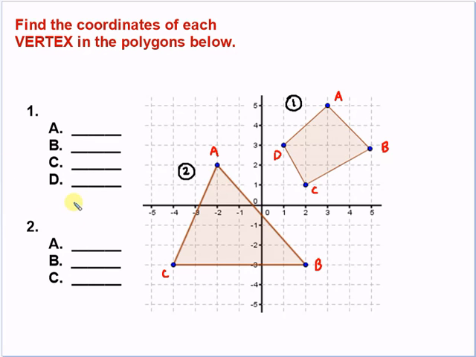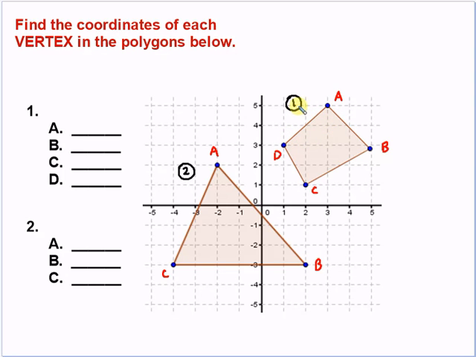First, we might want to talk about what a vertex is. A vertex is a point. Just a point. There's a vertex, there's a vertex, there's a vertex, there's a vertex. It's where two or more lines come together. That's called a vertex. So let's find the coordinates for each vertex in the polygon below.